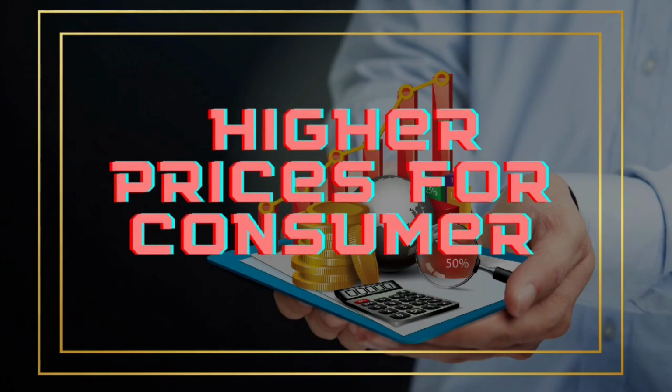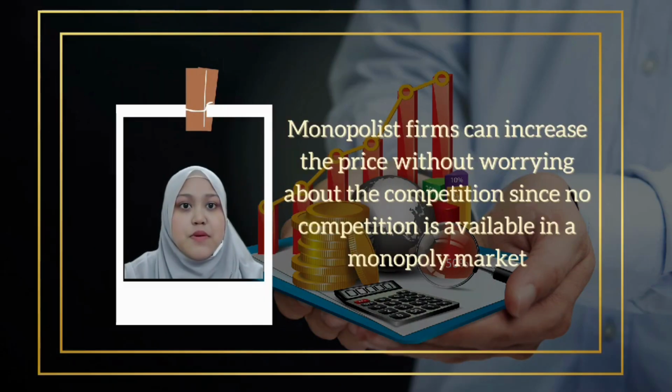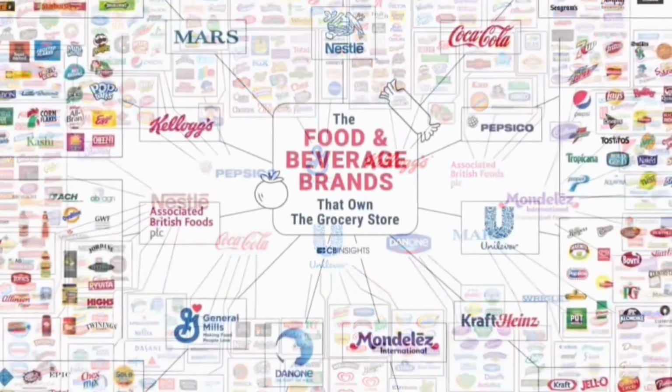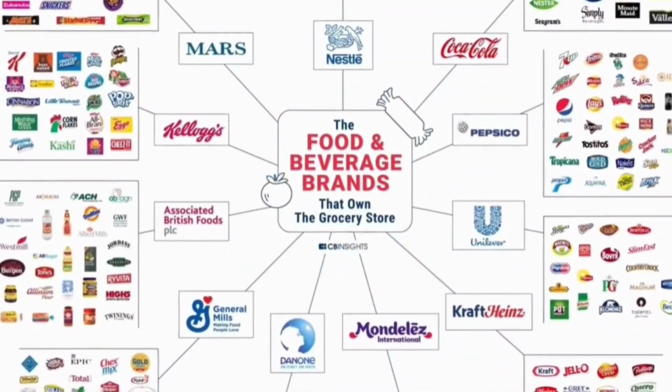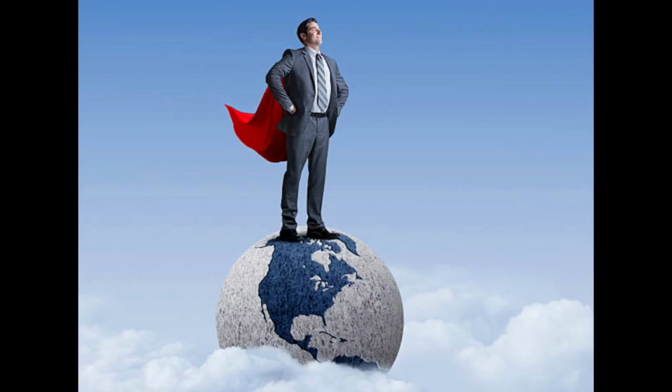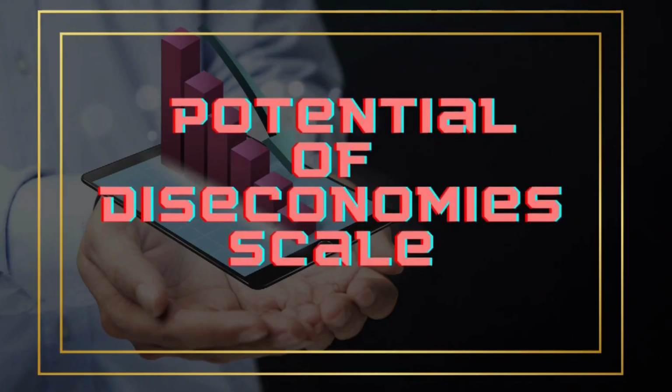Next, let's see the disadvantages of pure monopoly, which is, firstly, higher prices for consumers. A monopoly firm is the sole provider of the entire market output. Hence, the monopolist can charge a higher price than in a competitive market. Monopolist firms can increase the price without worrying about the competition, since no competition is available in a monopoly market.